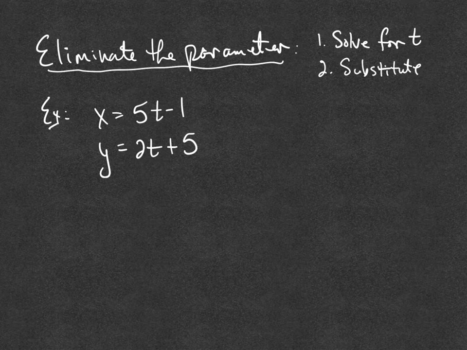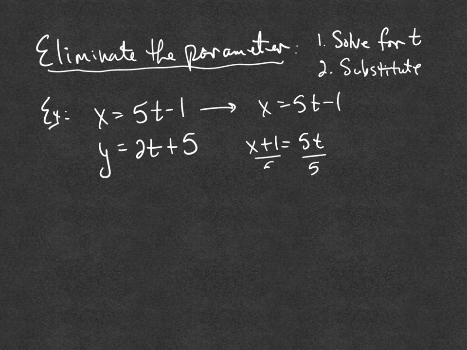What we do is, number one, solve one of the equations for t. Just as an example, there's more than one way to do this, but as an example, I could take the first equation, x equals 5t minus 1, and solve for time. Moving negative 1 to the other side by addition, and then dividing everything by 5. So time is equal to 1/5 x plus 1/5.